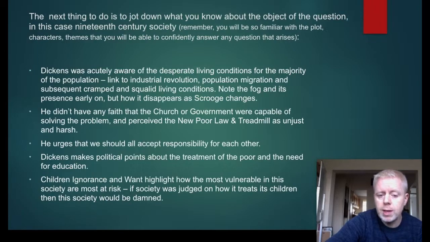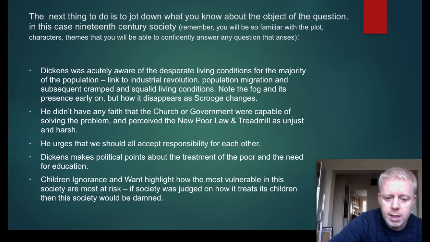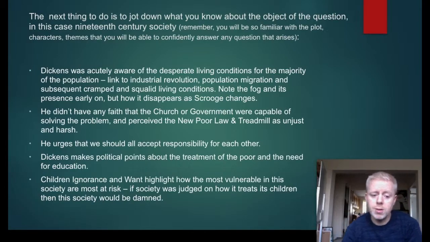He urges that we should all accept responsibility for each other. He makes political points about the treatment of the poor and the need for education. And based on his own experiences as a child growing up, where he had to witness his own father being imprisoned for debt, he kind of knows what he's talking about. Children, Ignorance and Want highlight how the most vulnerable in this society are most at risk. If society was judged on how it treats its children, then this society would be damned.